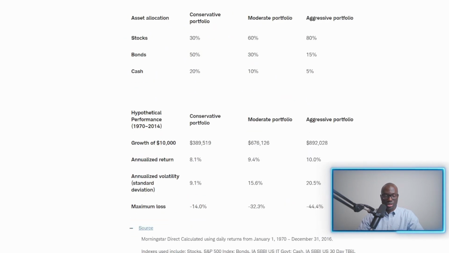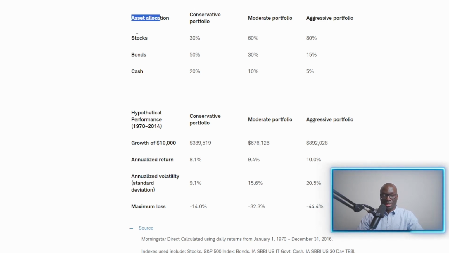This information shows the hypothetical performance of conservative, moderate, and aggressive model portfolios for an investment between 1970 and 2014. Remember, we had a lot of cyclical economic activity, both the booms and the busts, or recessions, within this time frame. It is important to highlight that because the type of portfolio you hold during these times would definitely determine how your portfolio performs, depending on the kind of investment you hold.